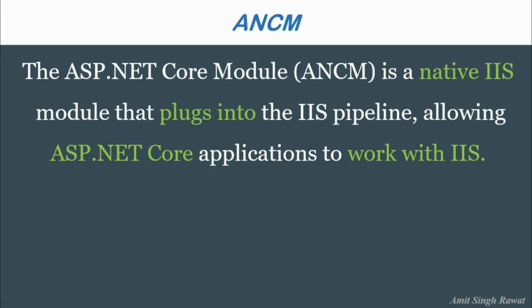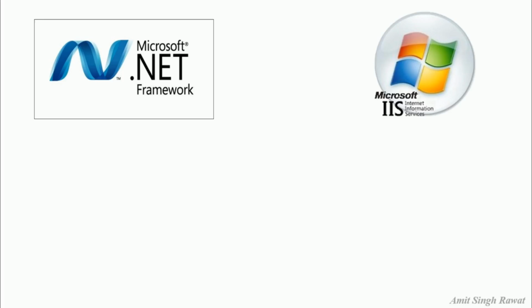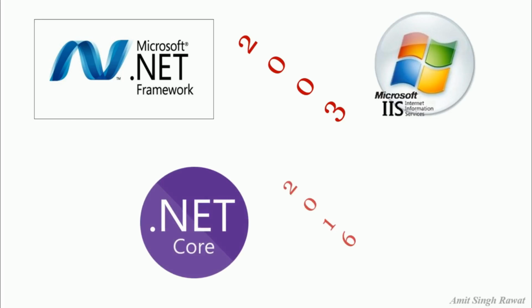allowing the ASP.NET Core application to work with IIS. What does this mean? We have been using the traditional .NET Framework for such a long time. IIS was launched somewhere in the year 2003, and .NET Core was launched somewhere in 2016. So IIS is not ready to run a .NET Core application by default.